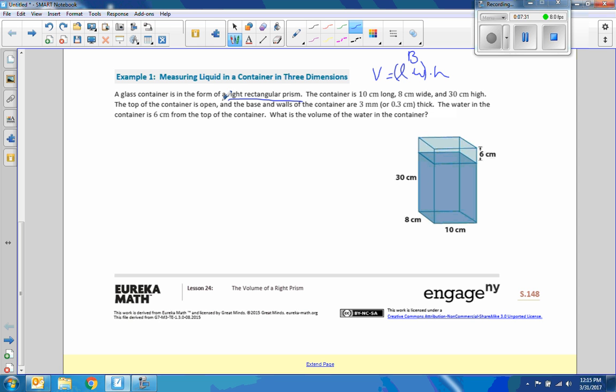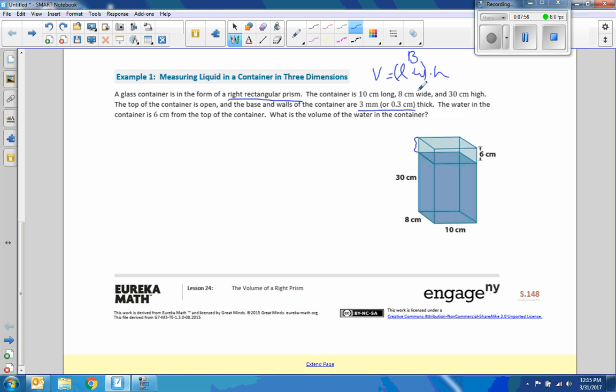The top of the container is open, and the base and walls of the container are 3 millimeters or 0.3 centimeters thick. So they even did this conversion for us. The water in the container is 6 centimeters from the top of the container. What is the volume of the water in the container? So I don't care about this distance here. I'm going to omit that because there's no water up there. They're asking how much water is in the container.